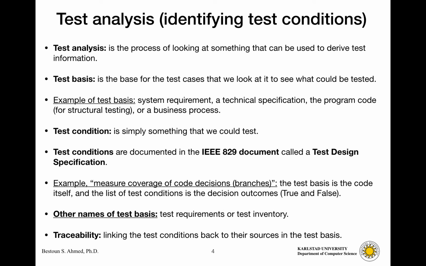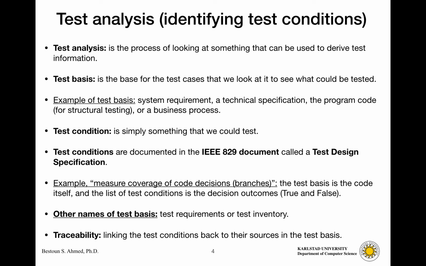A test condition is something that we could test, of course. Test conditions are documented in IEEE as test design specifications. For example, when you say measure coverage of code decision or branch, the test basis is the code itself, and the list of test conditions is the decision outcomes, true or false. We have other names, for example, sometimes they say test requirements, or some people say test inventory or whatever it is, but it is what you understand here.